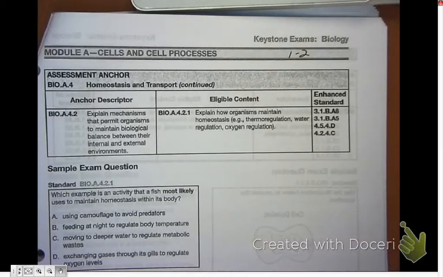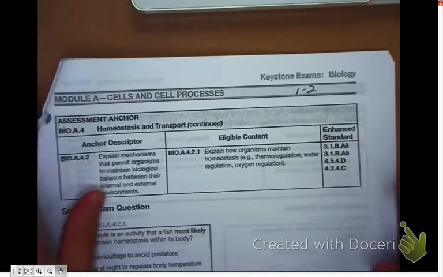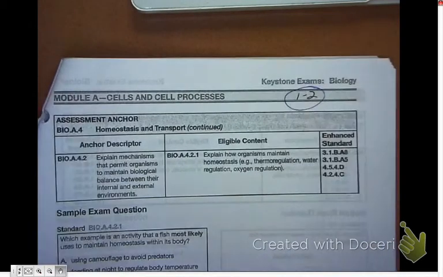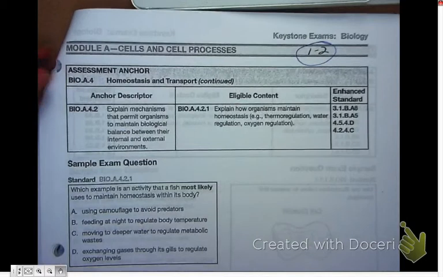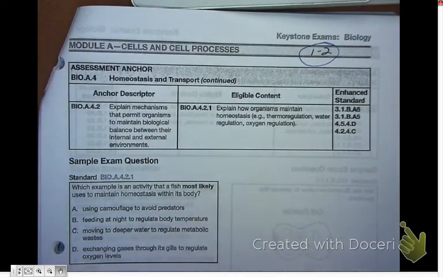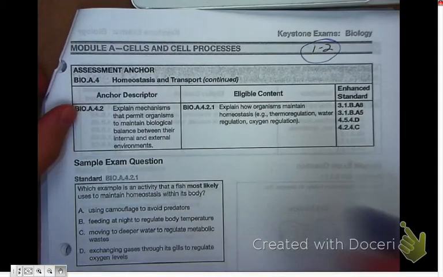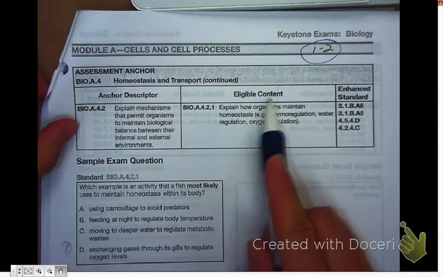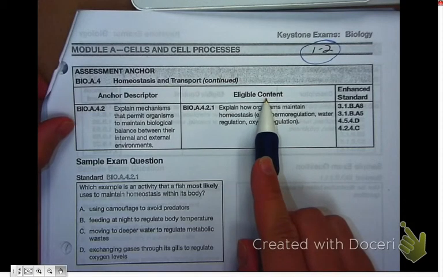I'm going to show you how to answer this keystone question that is in the keystone packet that you received. If you look at the bottom, you are looking for page 25, and at the top you'll see that we have it labeled 1-2. That just goes with our Module 1 Concept 2. And the anchor descriptor is up here. The eligible content that this question covers is here.